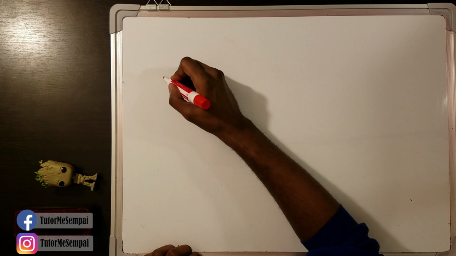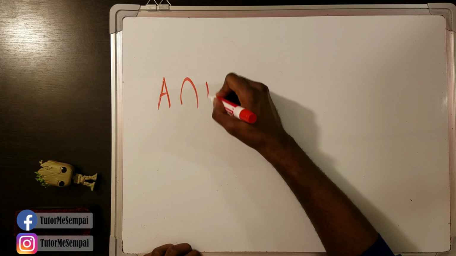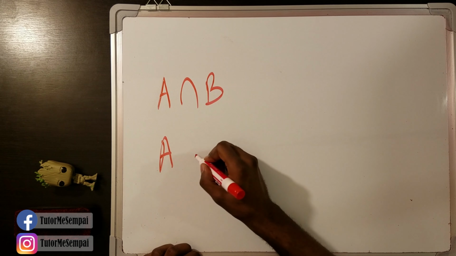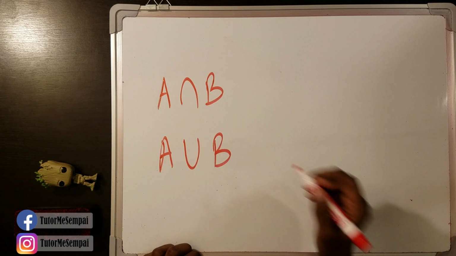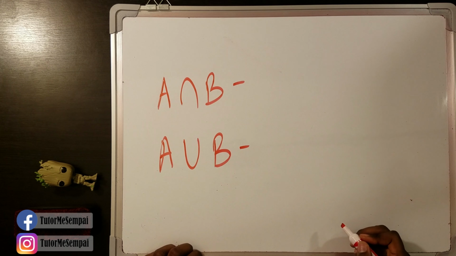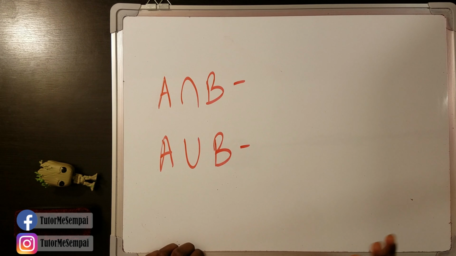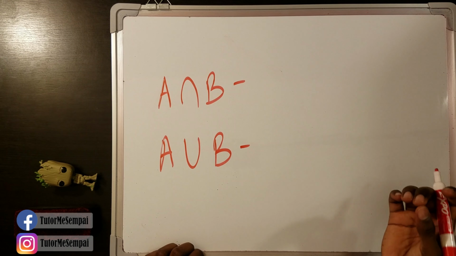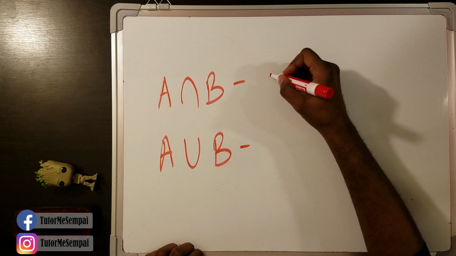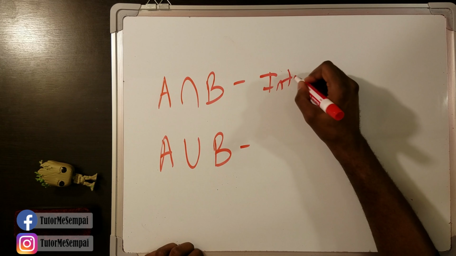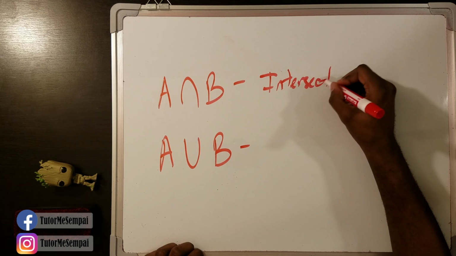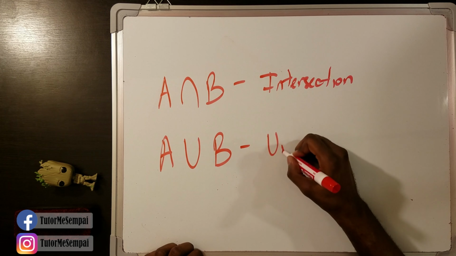So if we look at the notation between intersections and unions, remember we wrote something that looks like this. And I'm going to give you a little trick to try to help you remember which notation goes with what name. Now this is the intersection. And this is the union.